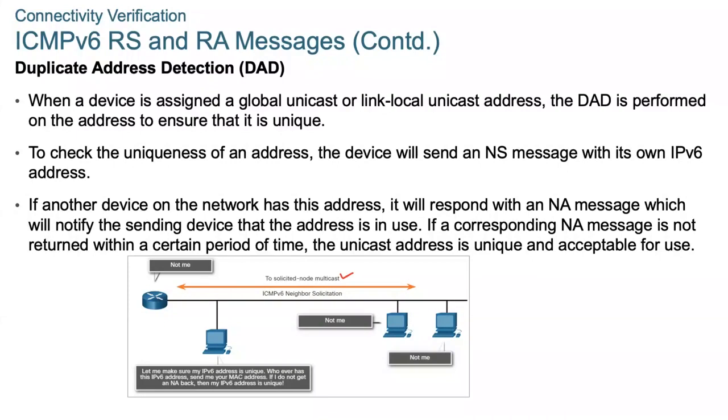How? Let me make sure my IPv6 address is unique. Whoever has the IPv6 address, send me your MAC address. So based on the IP address and the MAC address associated with that IP address, it will detect whether the same IP address is used by a different MAC or not, because the MAC address is unique for every device. The physical address is unique. So if another device on the network has the same IP address, it will respond with the neighbor advertisement message, which will notify the sending device that the address is already in use. So don't use that IP address.